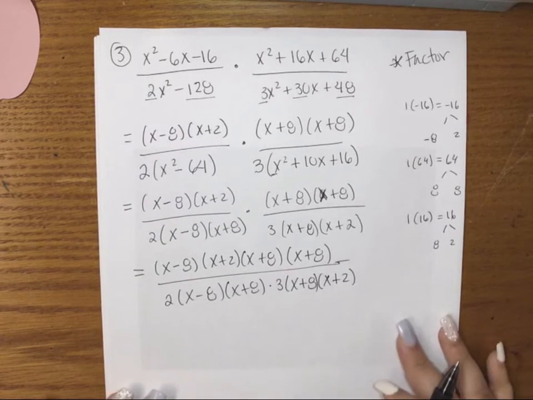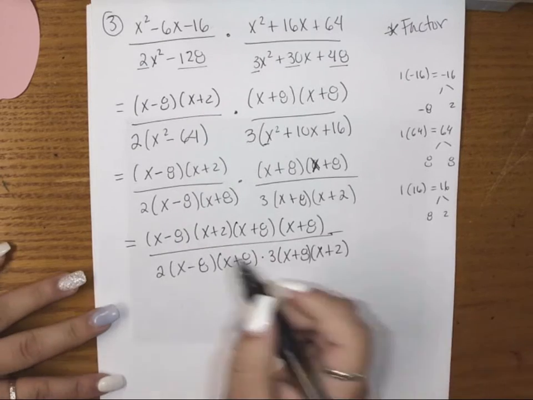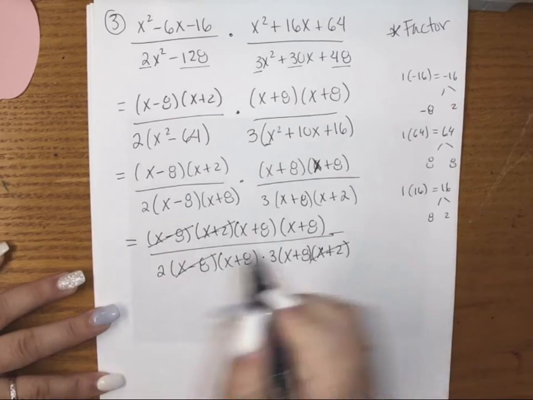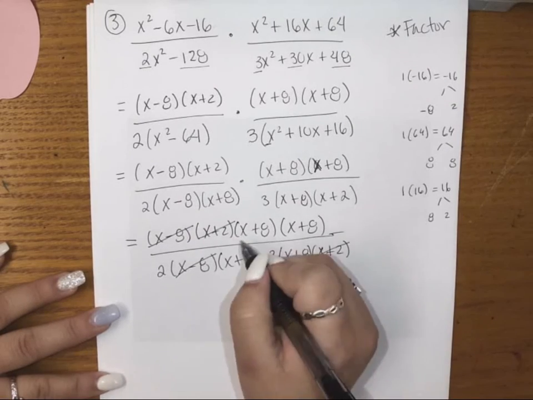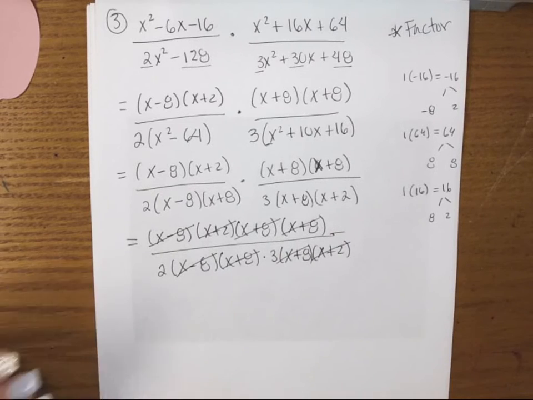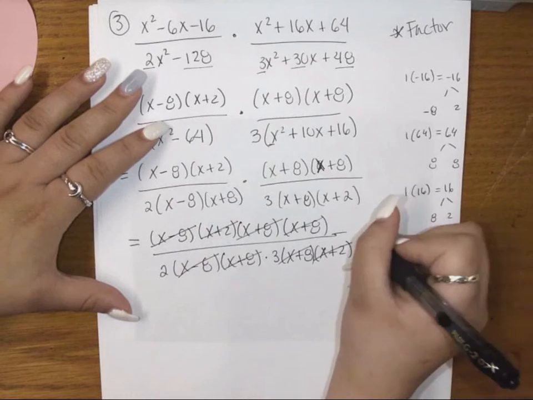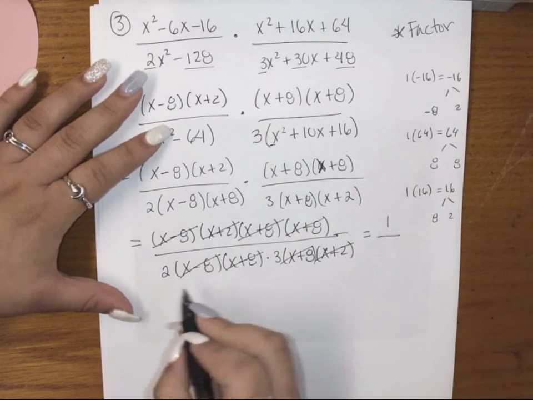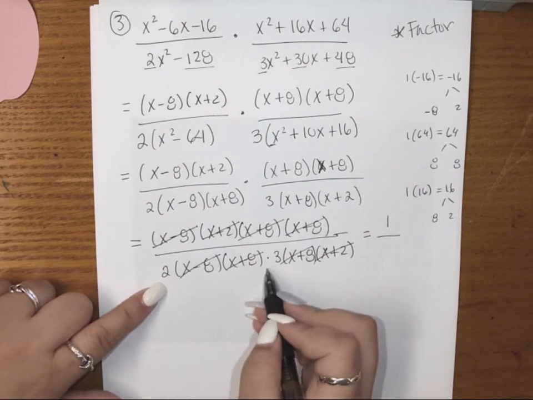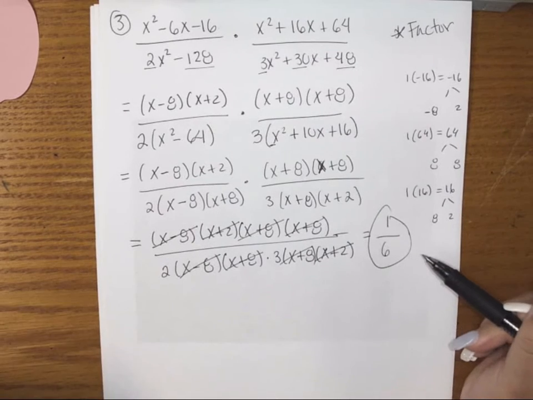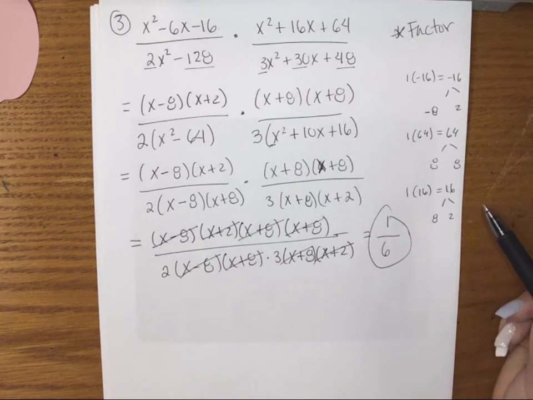Now we're able to start simplifying. This x minus 8 cancels with this x minus 8. This x plus 2 cancels with this x plus 2. x plus 8 cancels with x plus 8, and x plus 8 cancels with x plus 8. Look how nice. Everything cancels on top. If everything cancels on top, we're just left with 1. On the bottom, we're just left with 2 and 3. 2 times 3 will give us 6. So this whole ugly thing simplifies to 1 over 6.